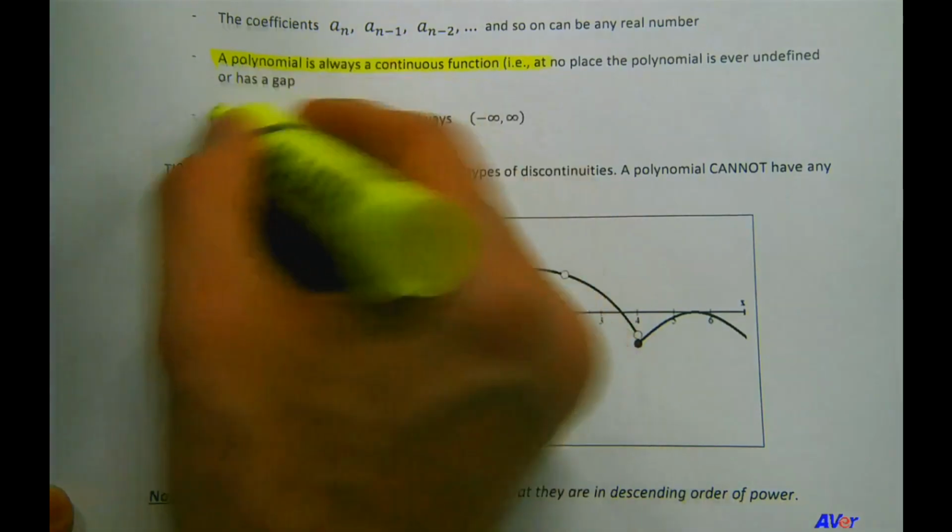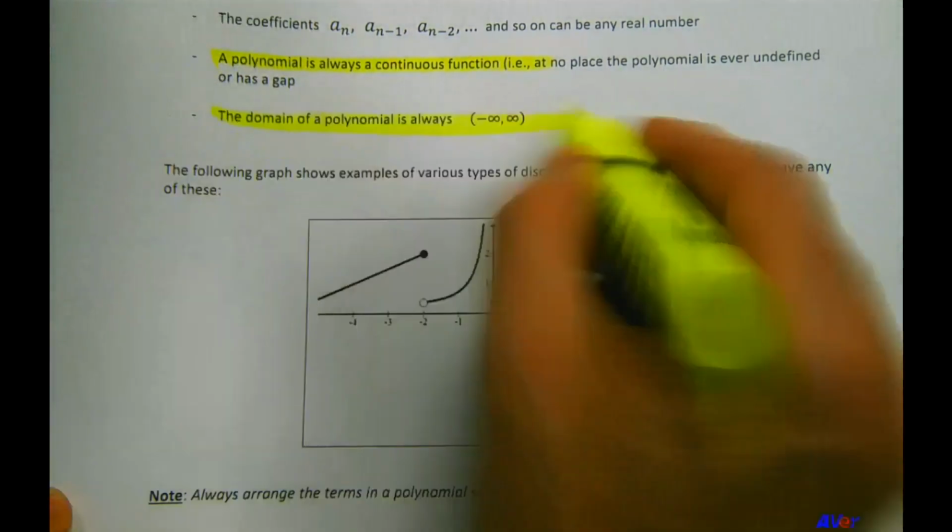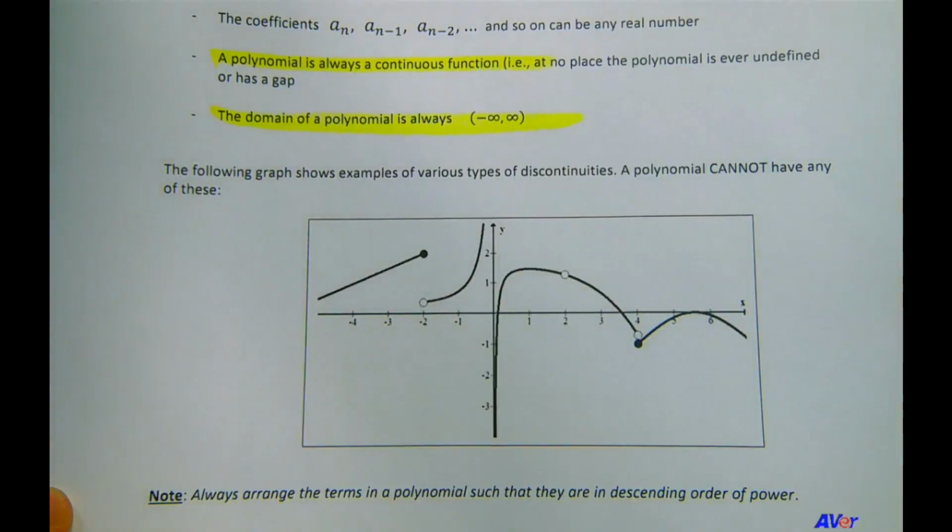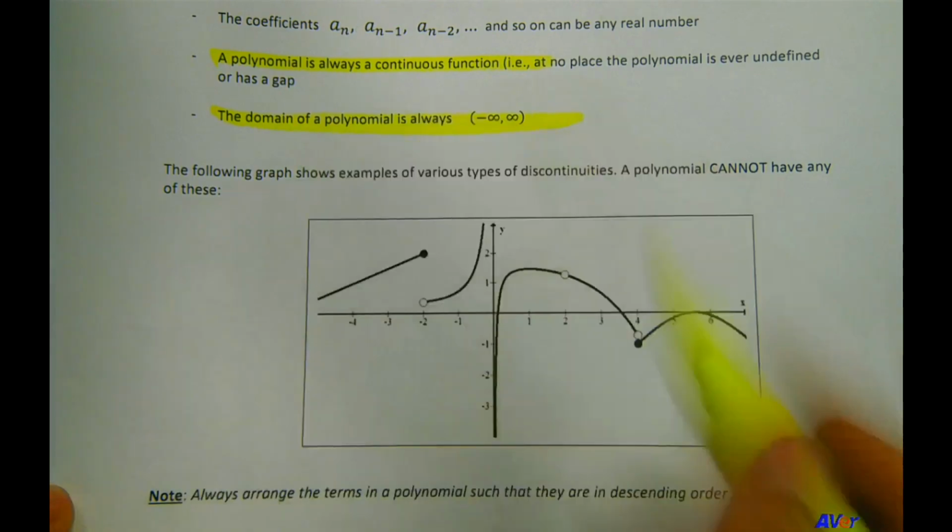That means the domain of a polynomial is always negative infinity to infinity. Always. As soon as you have a polynomial, the domain is negative infinity to infinity. You don't need to waste time investigating for which values of x the polynomial is undefined, because there's not going to be any x values for which the polynomial is undefined. So the domain is that.